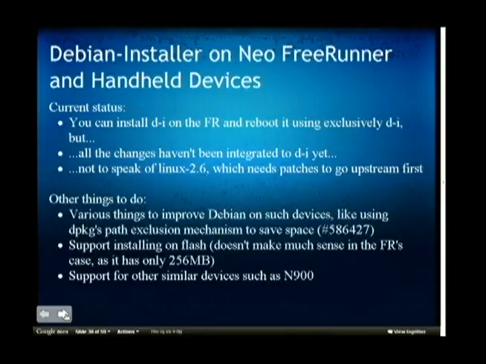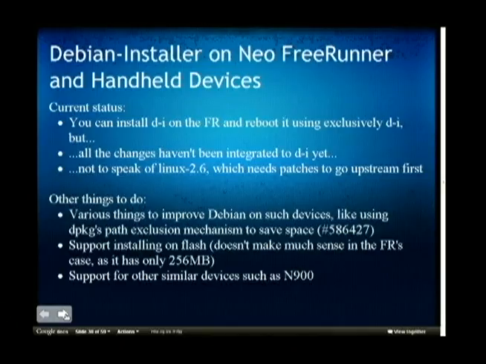Other things to do. There is something to do in the pkg to exclude some paths from an installation, which can save space when installing the whole system, like you can skip user share doc. There is also flash support for Partman. It doesn't make much sense on the FreeRunner since you have only a few really small memories. I want to support other devices, but I've not finished with the FreeRunner yet. So what you can do is try my work if you have a FreeRunner.